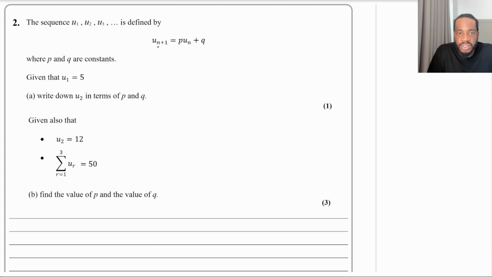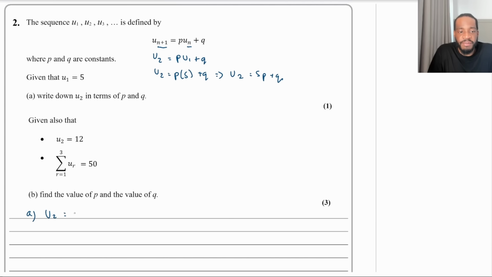So remember what I always do is this. You've got n plus 1 here, you've got n here. The one on the left is 1 more than the one on the right. So I can say that, for example, U2, which is what we're looking for, is going to equal P U1 plus Q. And then obviously we know that U1 is 5. So I've got U2 is equal to P times 5 plus Q. Therefore U2 is going to equal 5P plus Q, and that will give you the 1 mark. So that's fine. Put that down.